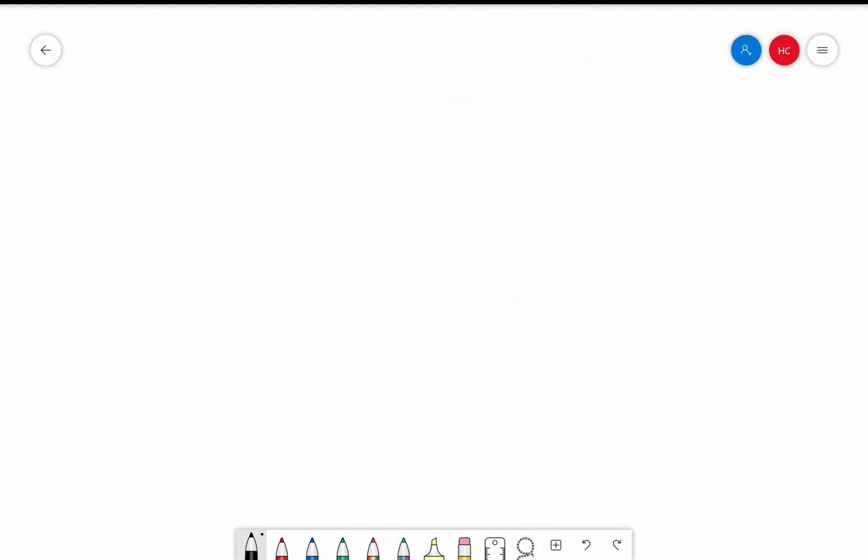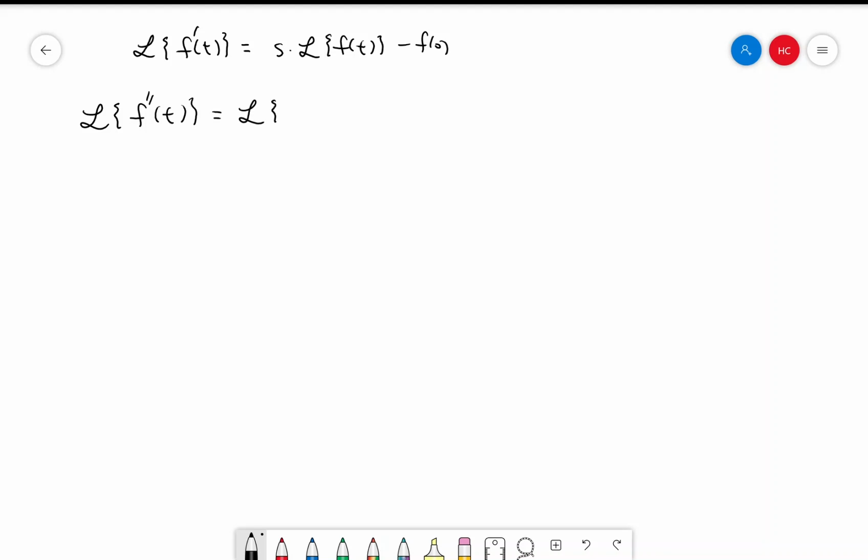Now this can be generalized to higher derivatives. So let me rewrite the conclusion we just had. The Laplace transform of f prime of t is equal to s times the Laplace transform of f of t minus f of 0. So if we want the Laplace transform of the second derivative of f, then we know that the second derivative is equal to the derivative of the first derivative. So we can rewrite it this way with different colors. But we can use the conclusion we just had, that this is equal to s times the Laplace transform of f prime of t minus f prime of 0.